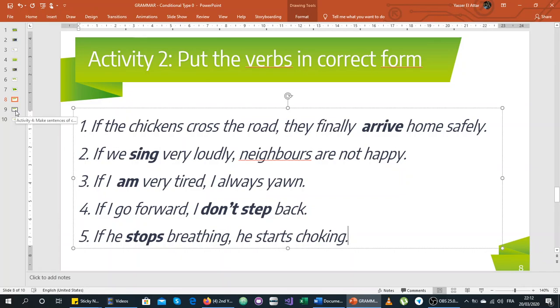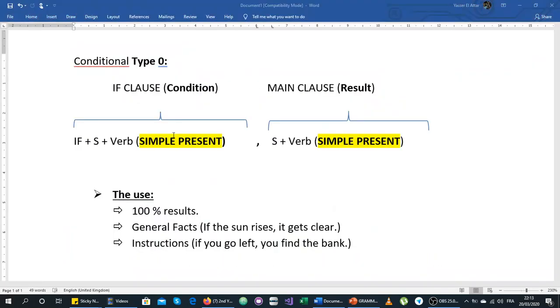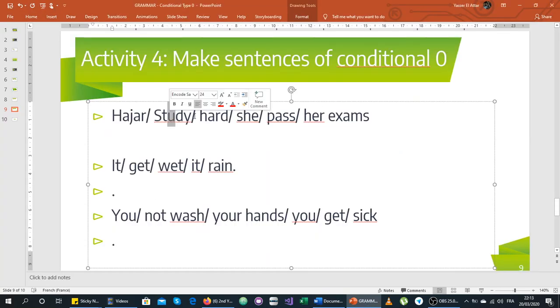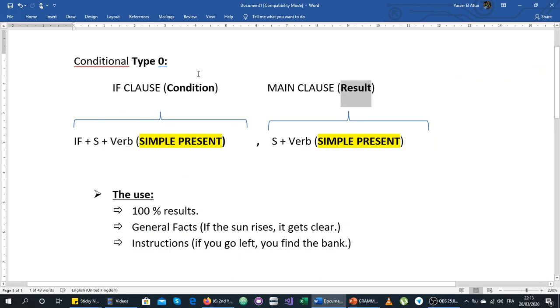And we go to the last exercise. Here we have a sentence. Hajar study hard, she pass her exams. Now we need to identify which one is the condition and which one is the result of this condition. What happens first, studying hard or passing the exam? Studying hard, of course. You have to study hard in the beginning. So this one will be the if clause. It's the condition, it's the first one. So it's the if clause.